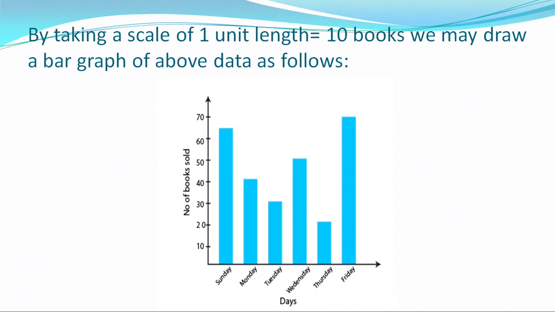As you can see, on the horizontal line, we have shown the days, Sunday, Monday, Tuesday, Wednesday, Thursday and Friday, and on the vertical line we have used to show the number of books sold. Here, as we have taken 1 unit equal to 10 books, you can see we have marked 10, 20, 30, 40, 50, 60 and 70 respectively on the vertical line. And this way we can show our data for the particular question here mentioned.